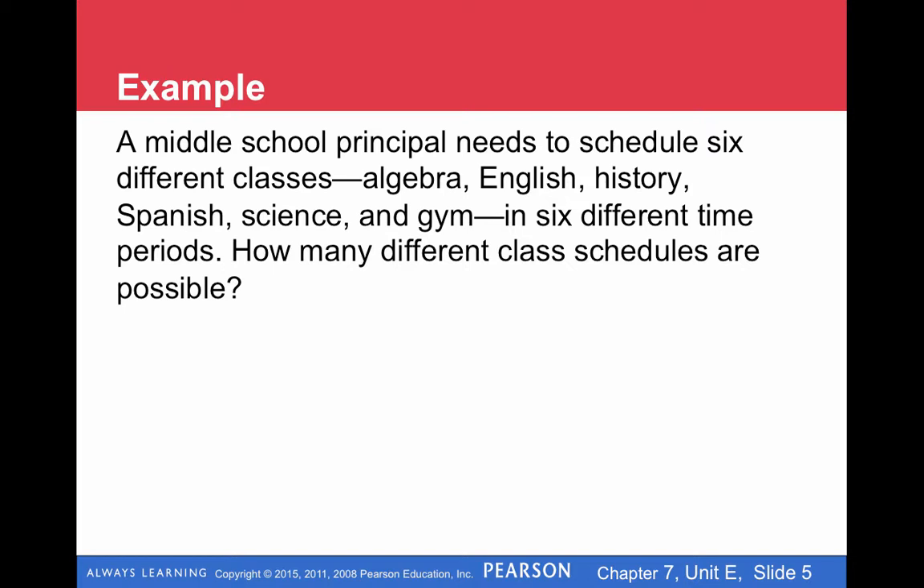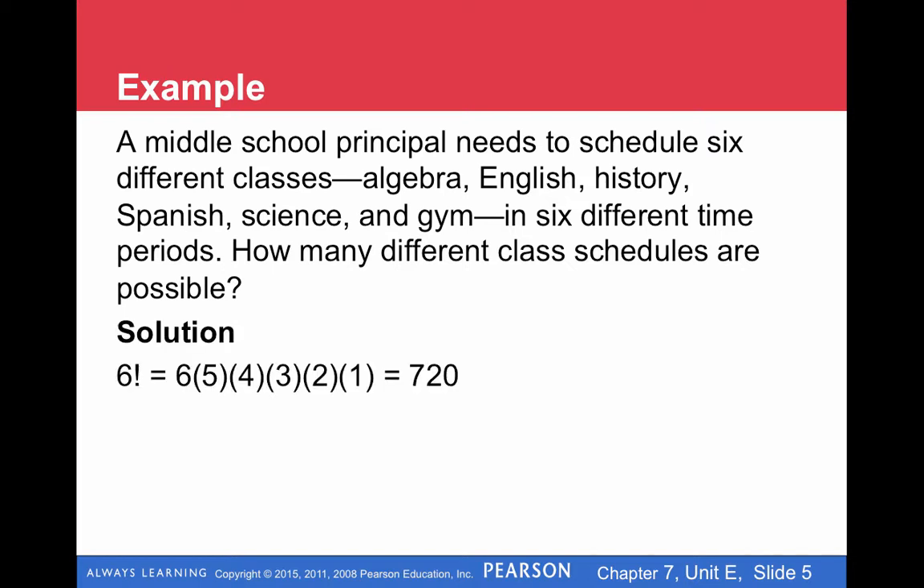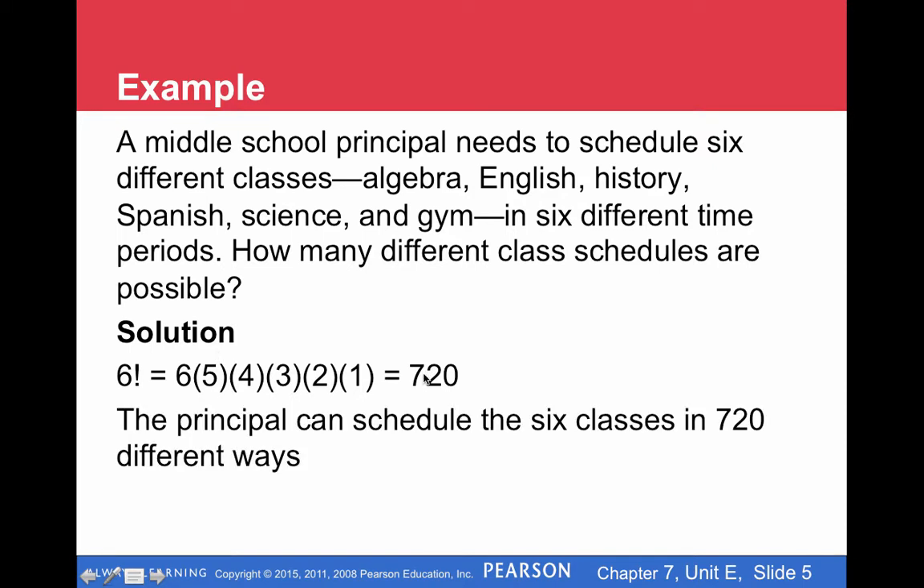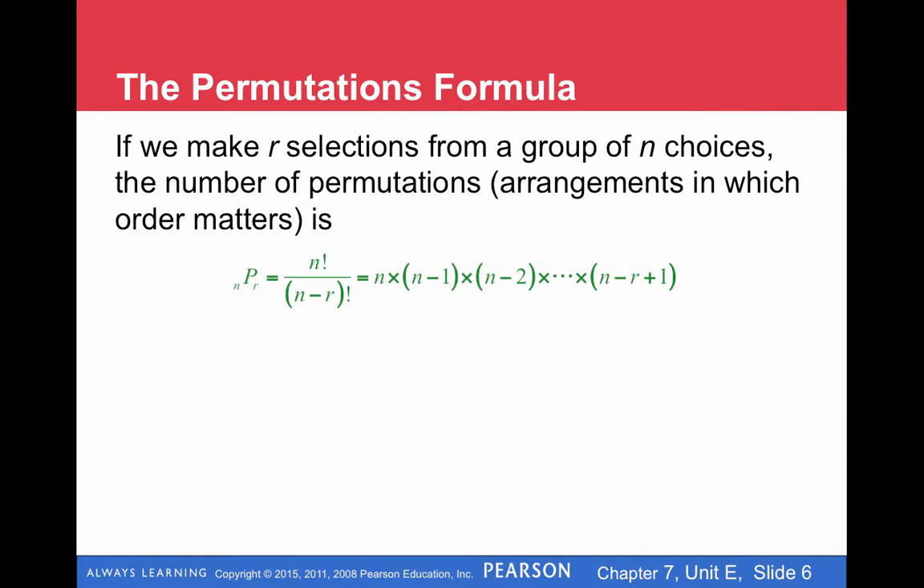Well, with a schedule, order matters, and we're selecting from a group of 6 classes to fill 6 slots. So we have 6 options for the first period, and once we pick one, we have 5 options for the second period, 4 options for the third, 3 for the fourth, and so on, until we get to 720. So the principal can schedule the 6 classes in 720 different ways.